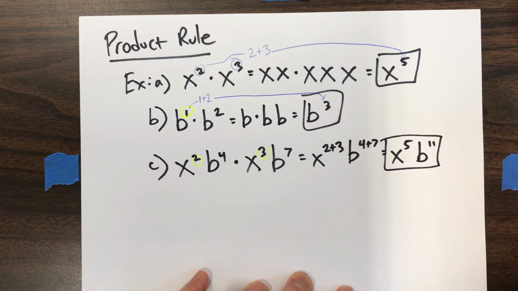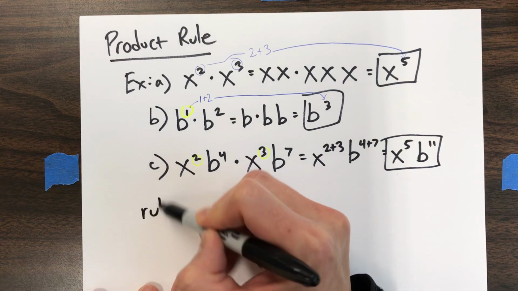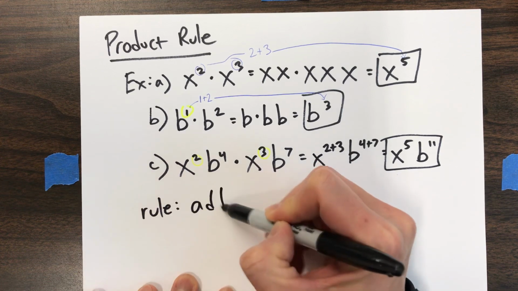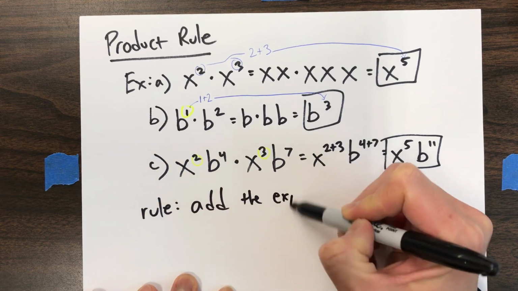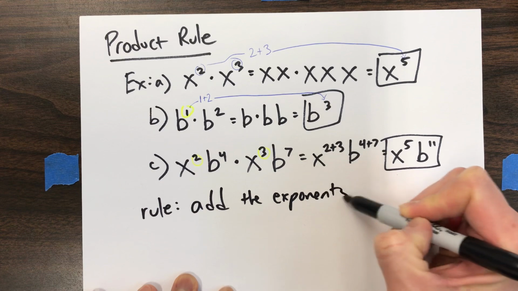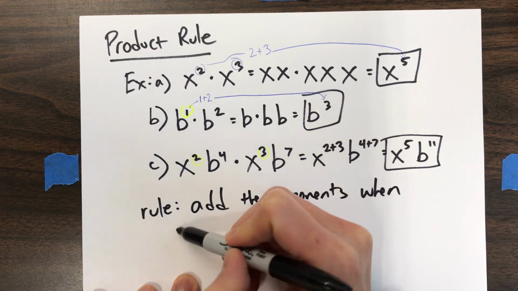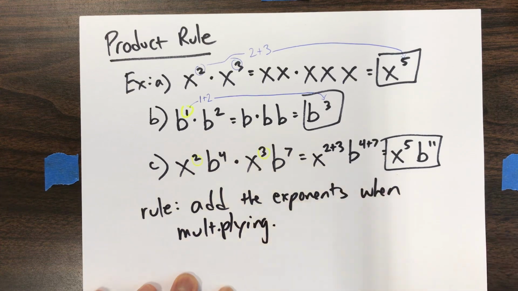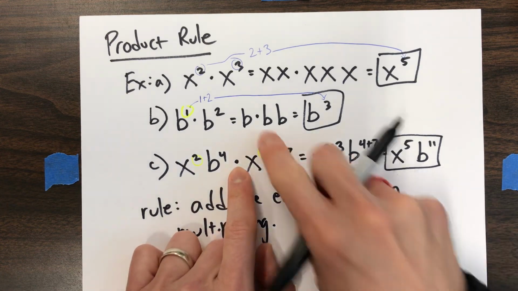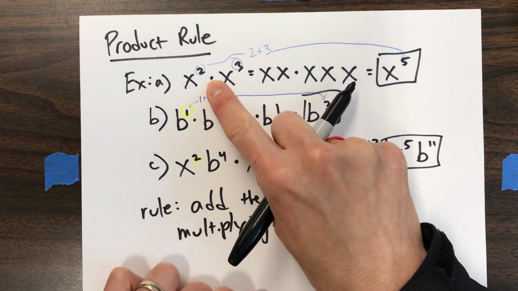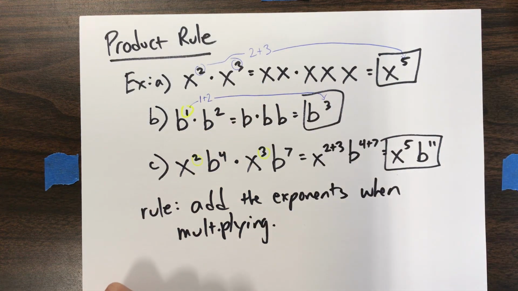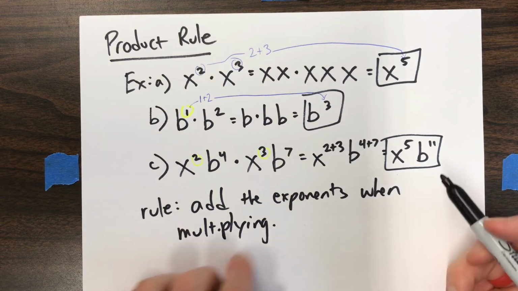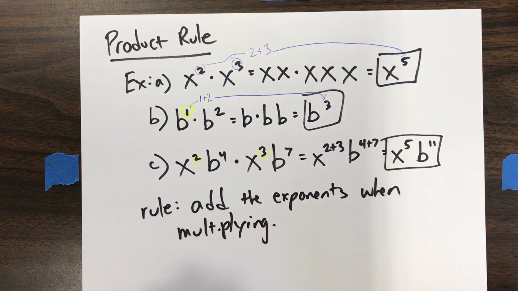Okay? So the rule here is that you add the exponents when multiplying. Okay? Since we're multiplying here, we're multiplying here, we're multiplying here, this is always going to be addition, like that. Got that?